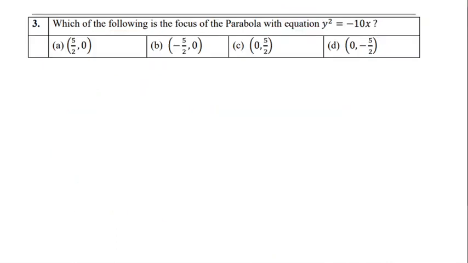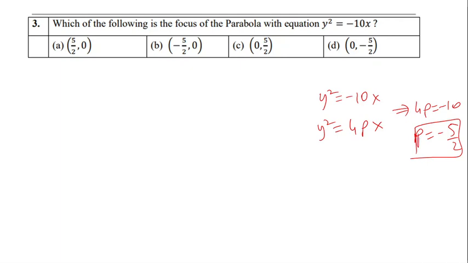Also. Now, which one of the following is the focus of the parabola with equation y squared equal to negative 10x? Here we need p, and what is p? Y squared is equal to minus 10x, and it has to be this type, right? This is 4px, and then what is p here? 4p is equal to minus 10, so p will be equal to minus 5 over 2.